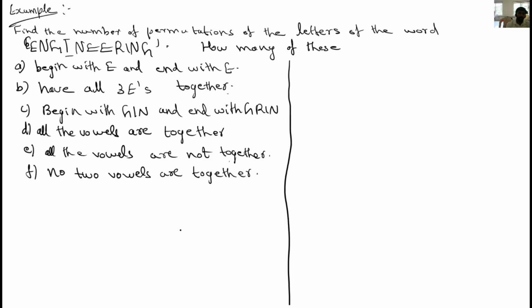We studied all these cases separately, right? 2 particular persons together or vowels together. All these types of permutations we studied in earlier sessions. But here see, in this question together is asked. But see, consider the given word, that is engineering.